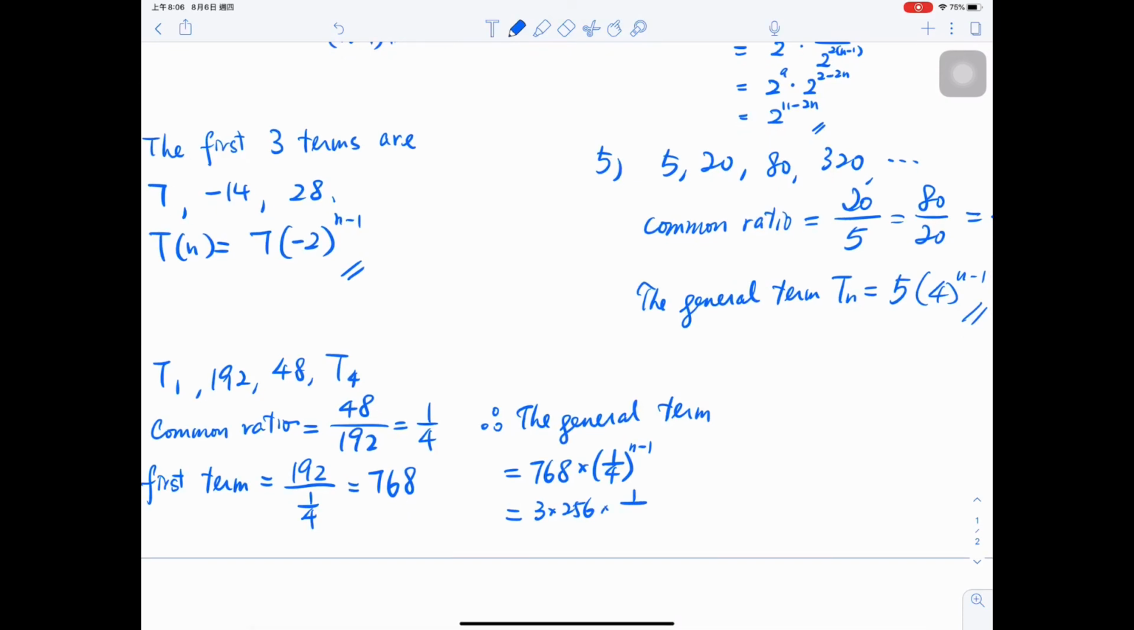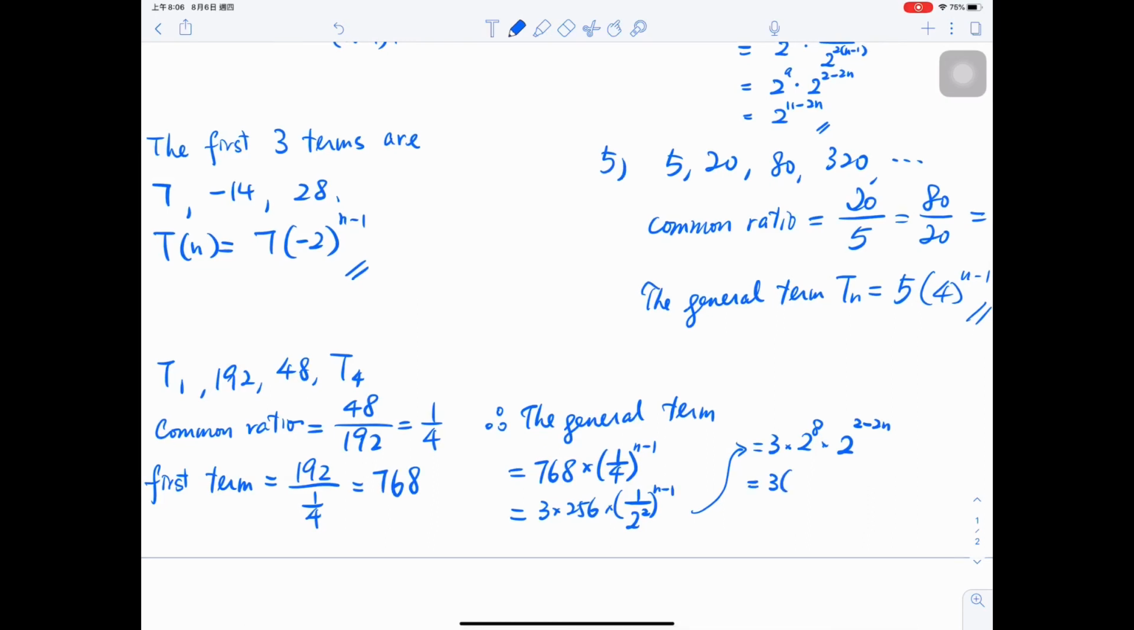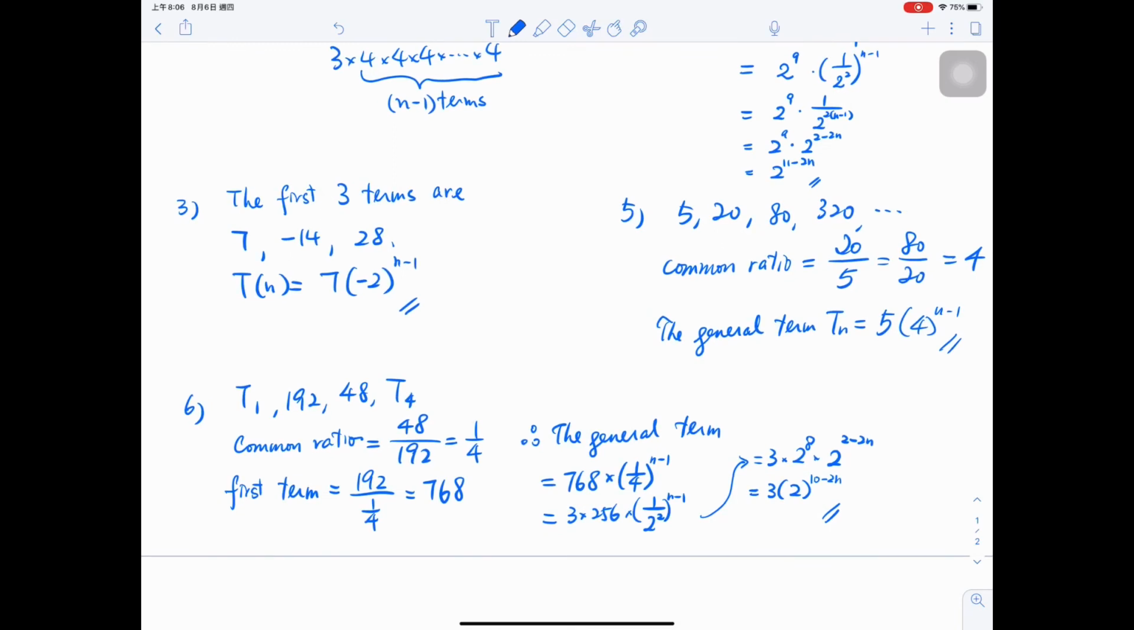So it goes on: 3 times 2 to the power 8, and this one times 2 to the power 2 minus 2n. Okay, so as a result, 3 times 2 to the power 10 minus 2n. This is the answer. Okay. Question 7 and 8, try by yourself.